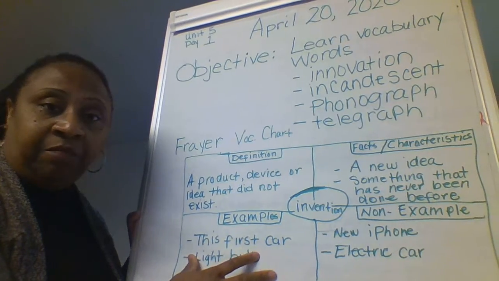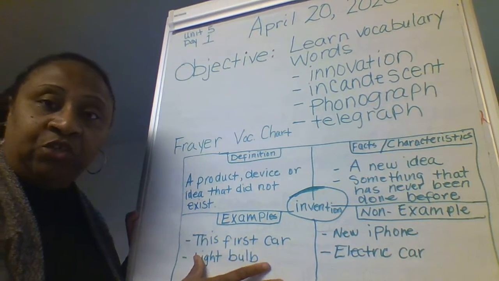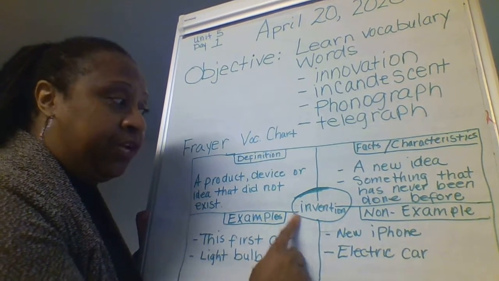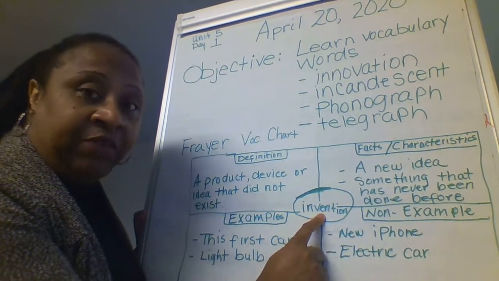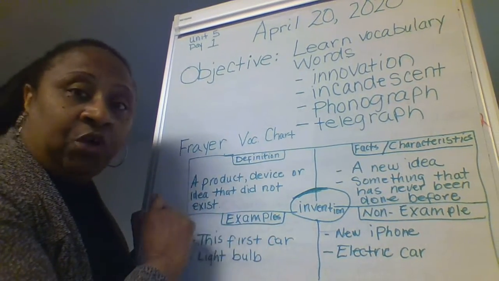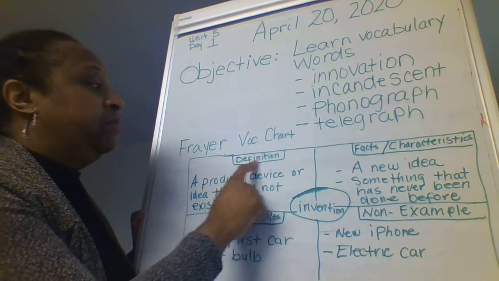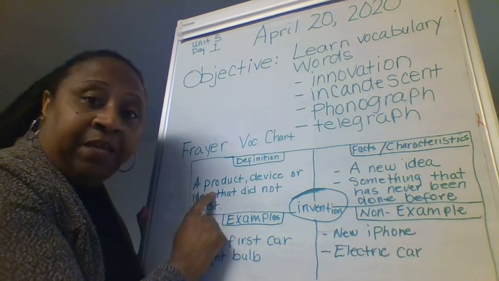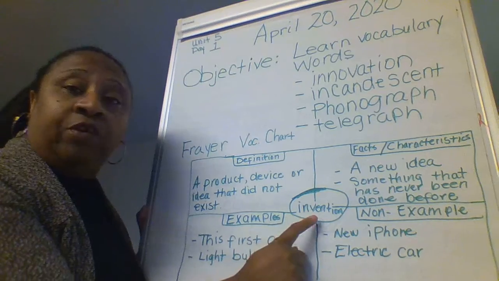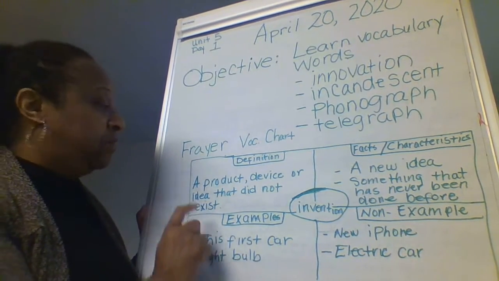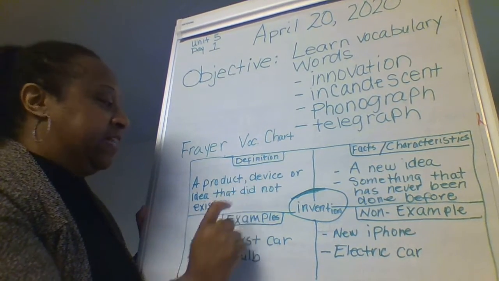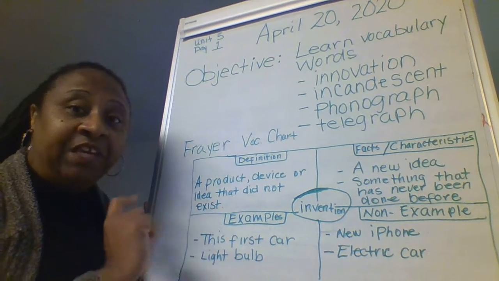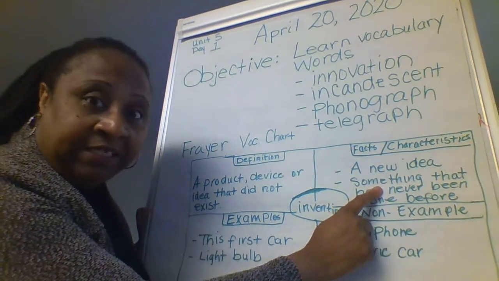Now this is an example. I'm going to use this example to show you how this chart works, okay? So you'll see your word here. So this word is invention. So I'll first go to my first box and it says definition. So I will type in my definition for invention. And I have here a product, device, or ideal that did not exist. Okay, invention. And then I'll move to my second box.